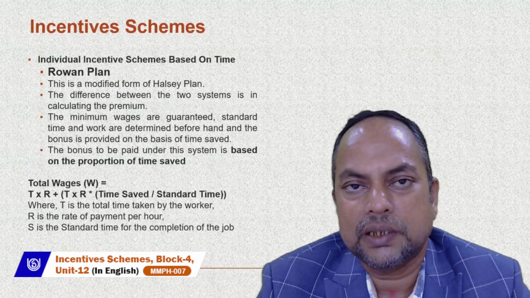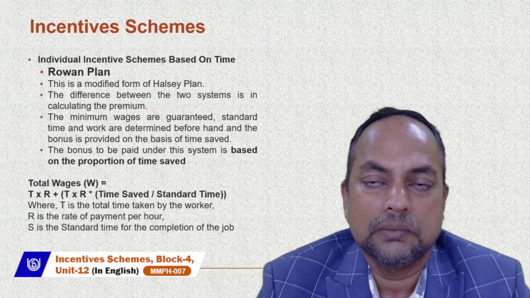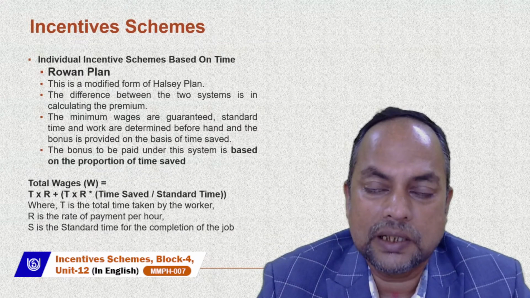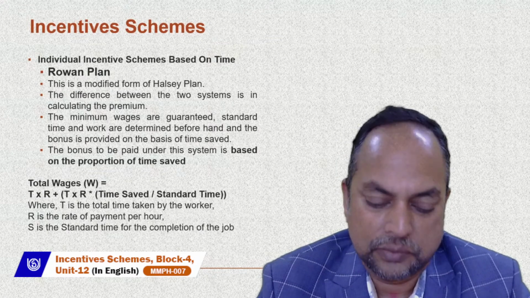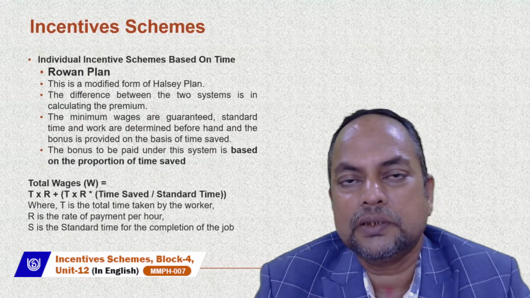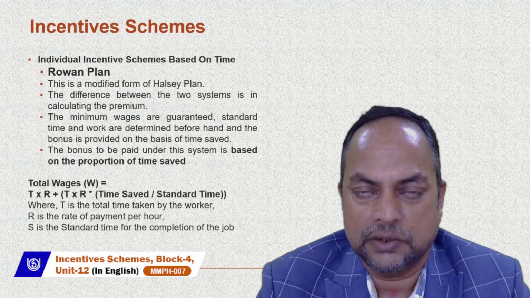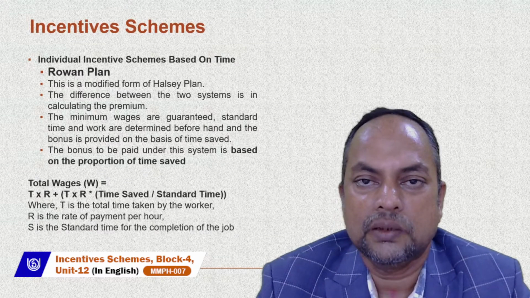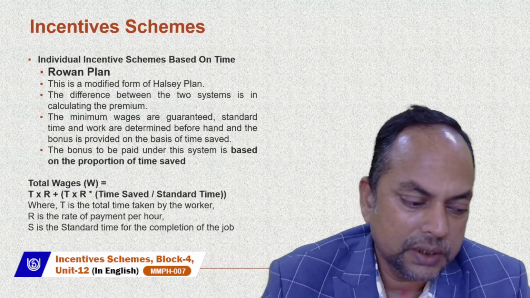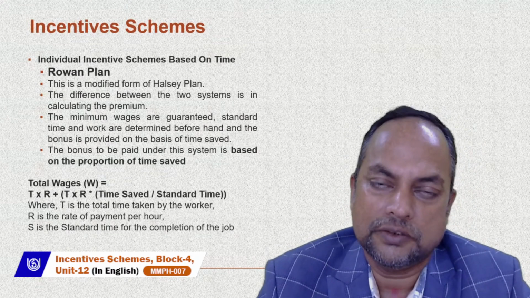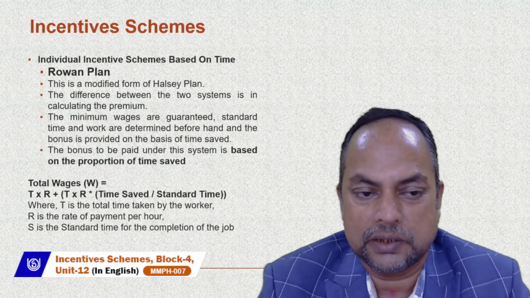So the total wage will be calculated like T into R, and then T into R multiplied by the total time saved by the standard time. So if the employee is working for 8 hours and completes the job in 5 hours, the ratio will be 3 by 8. But if the same employee completes the job in 6 hours, the ratio will be 2 by 8. So here the amount of incentive will be more as you will save more time at the place of work itself. Okay?